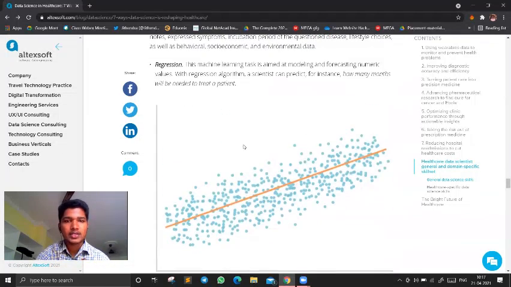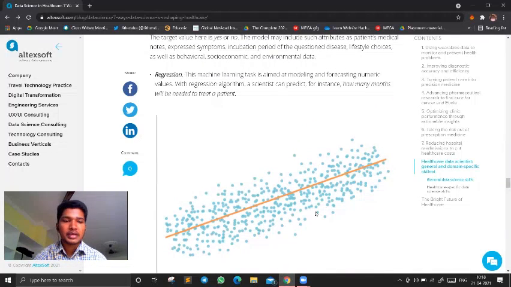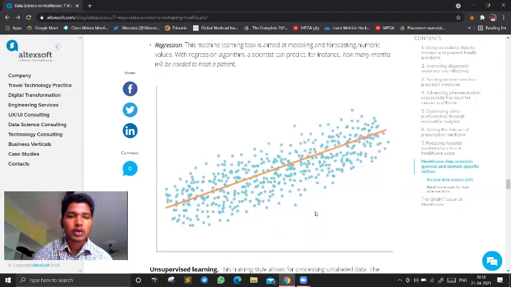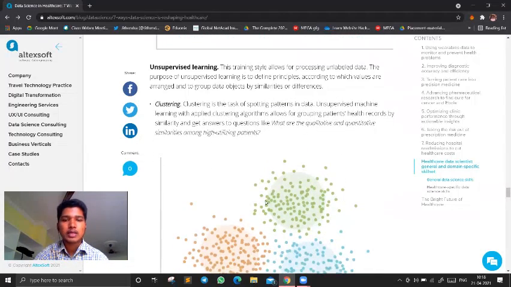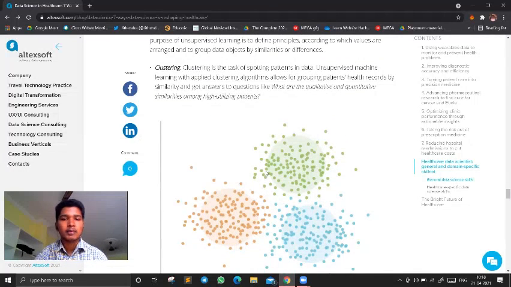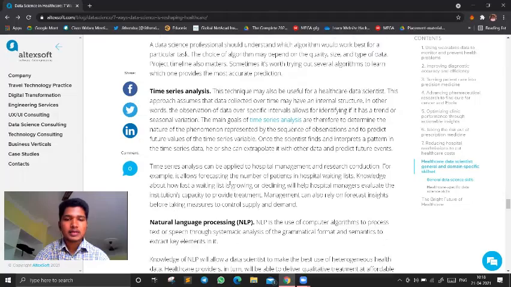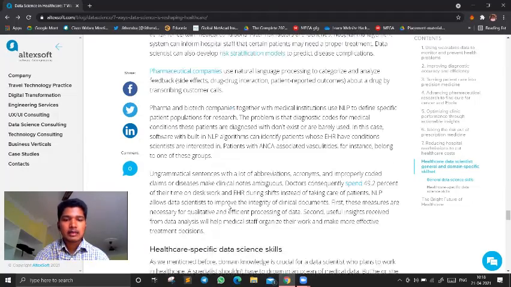Next, we have regression. This is simple linear regression. In this, it forms a line and it predicts a new output for a patient. Means it can be used for treating a patient. Okay. Next, the unsupervised learning. In this, it can be classified into clusters, and the patient will be grouped into that cluster. Means a disease. Okay. The next, time series analysis and NLP.